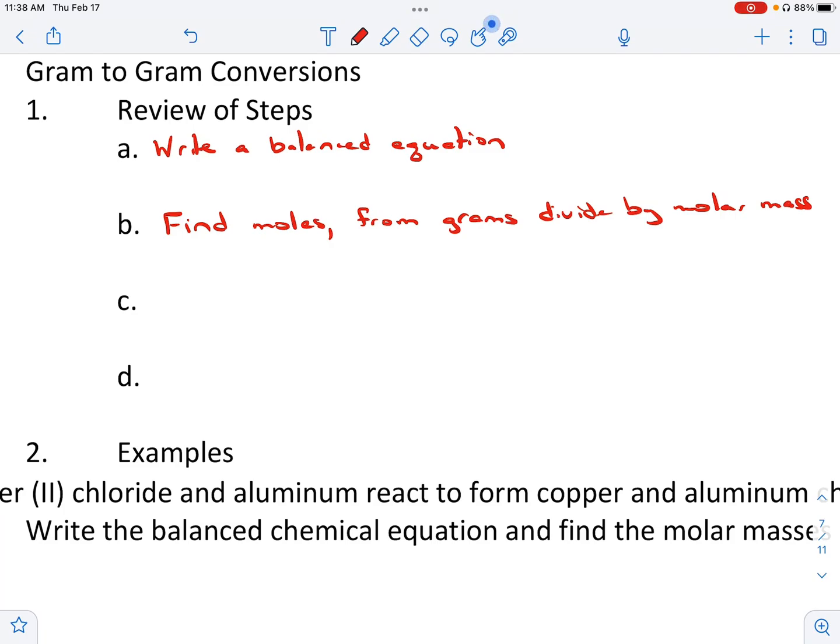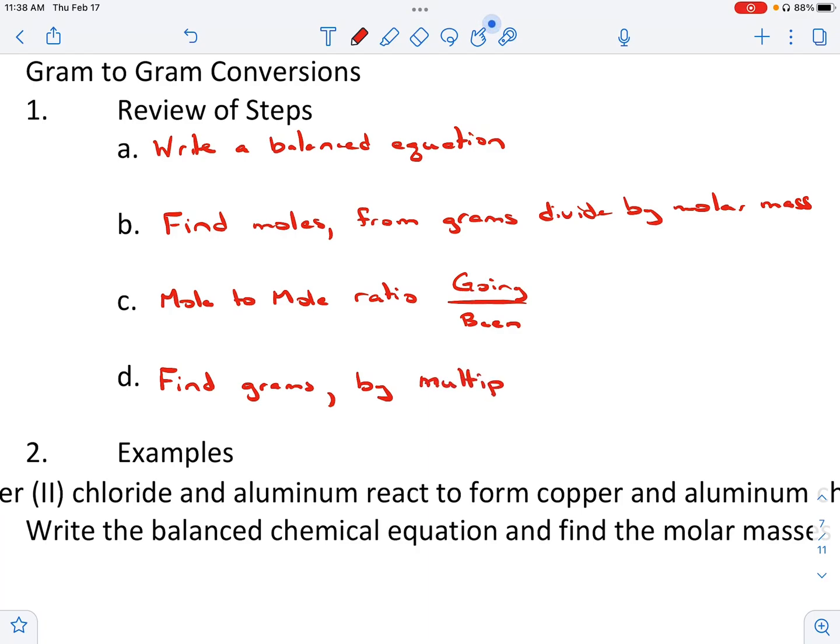Our next step, step 3, is that multiple ratio that we spent a lot of time practicing last time we were together. Multiple ratio, this is where we go over where we've been. Then our fourth and final step, this is where we go to where we're going. So in this case, we're looking for grams in most cases. So we're going to find grams, and we do that by multiplying by molar mass. All right.